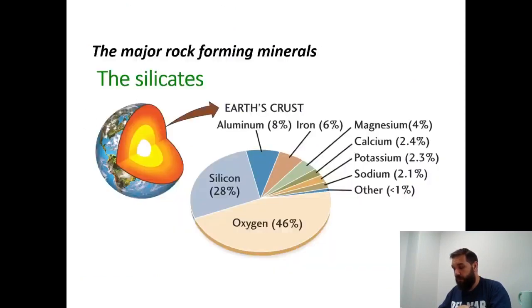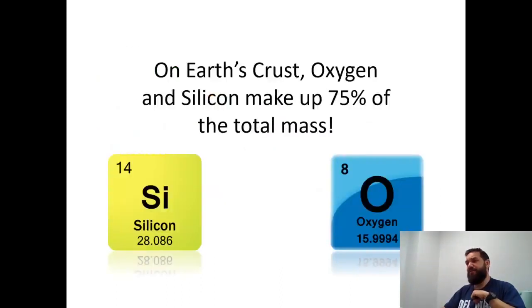Okay. I want to talk now about a very special kind of molecule. And that molecule is called the silicate molecule. Silicate molecules are very important because they are the building blocks of Earth. Most of Earth is composed of silicate molecules. It's a very special molecule. So again, if you're zoning out or not paying attention, please pay attention now because it's very important.